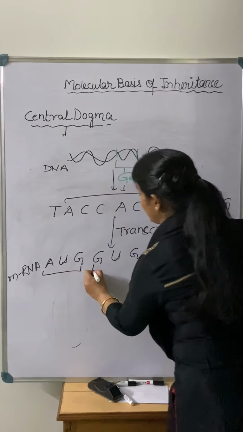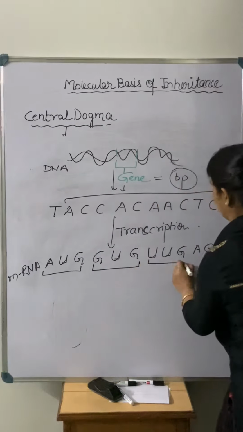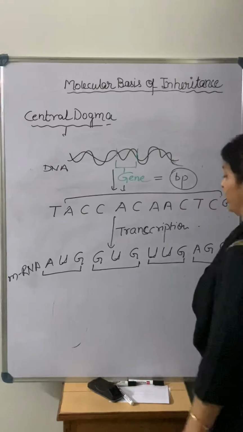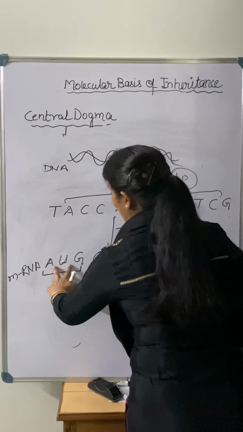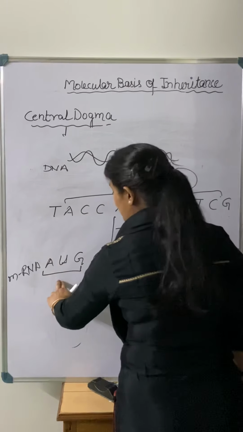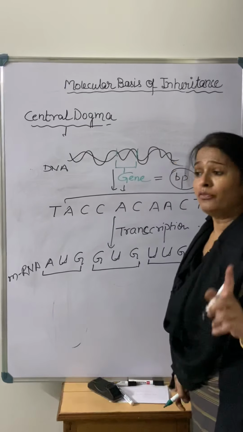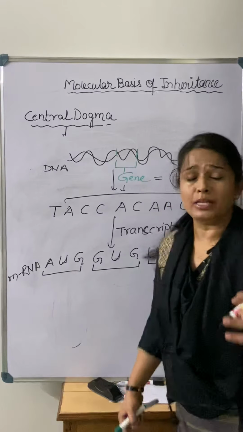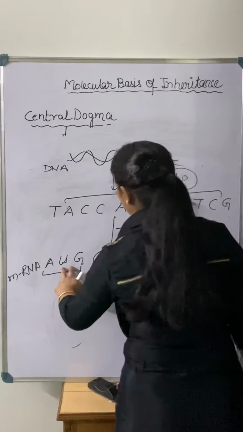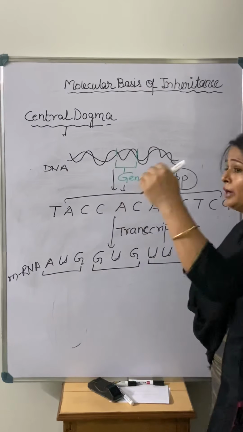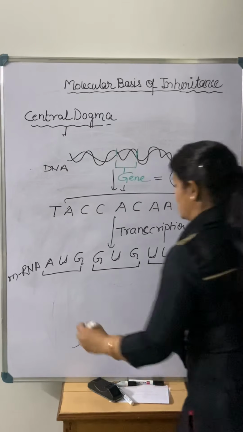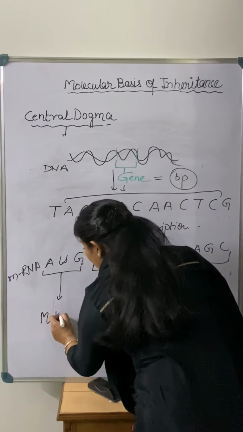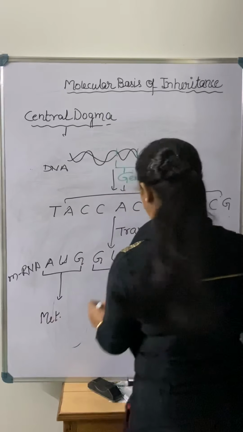Now there is a reading of these bases in combinations of 3, which we call the genetic code, right? We will study that again in the coming videos. Each 3 letters in this genetic code are meant for a particular amino acid, and the polypeptide chain is made up of amino acids. They are read this way, and a particular amino acid is attached. So in this case AUG is read as methionine. This is one of the amino acids.